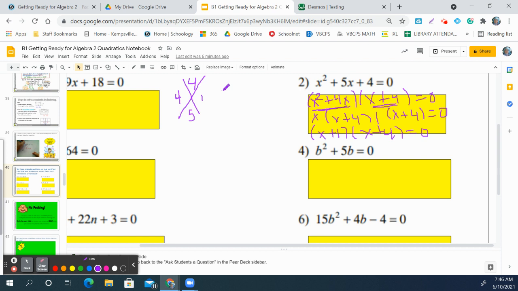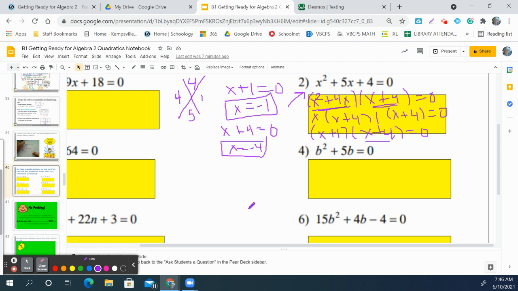So x plus 1 equals 0. What's x equal? -1. Absolutely. And if x plus 4 equals 0, okay, so those are the answers for number 2. X equals -1 and x equals -4.